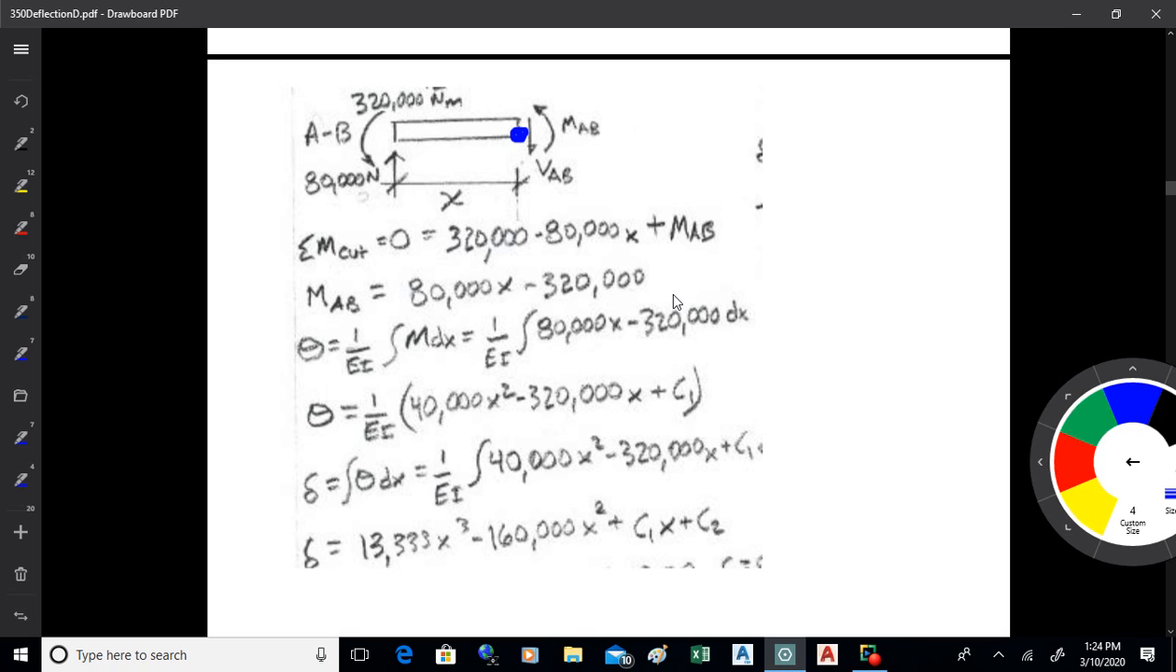Now delta is 1 over EI times the integral of the slope, and so that's the integral of 40,000 x squared minus 320,000 x plus C1, so that becomes 13,333 x cubed minus 160,000 x squared plus C1x plus C2. So that's delta. So now I've got my equations for the slope and delta that hold between A and B. Okay, easy enough. So we good with that? Just integrate and put the 1 over EI out front. It's an indefinite integral, so you pick up constants of integration as you go.